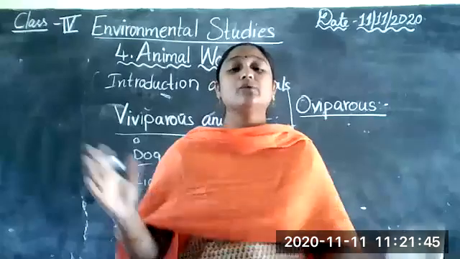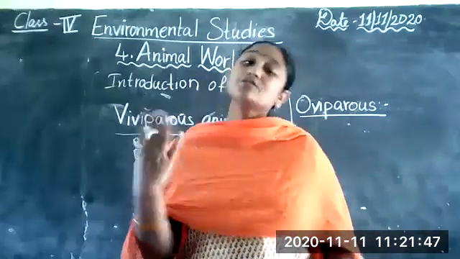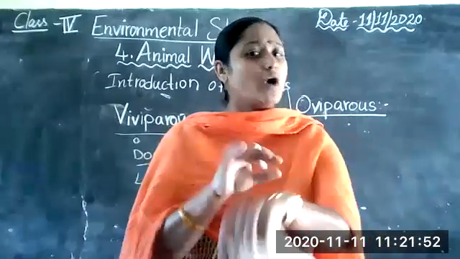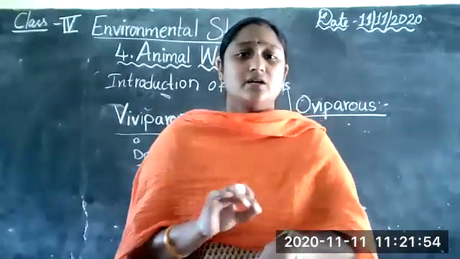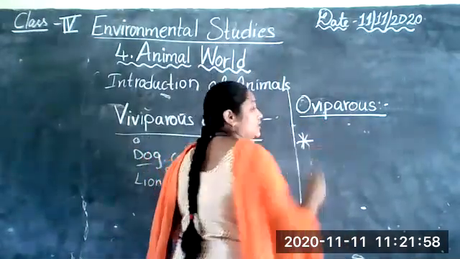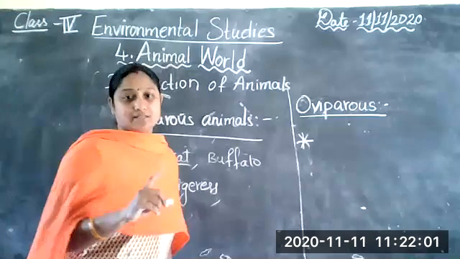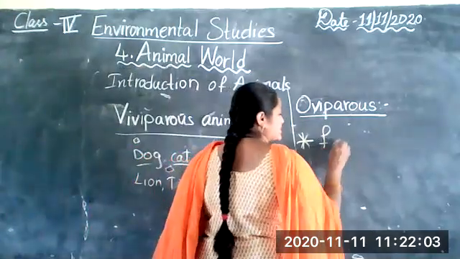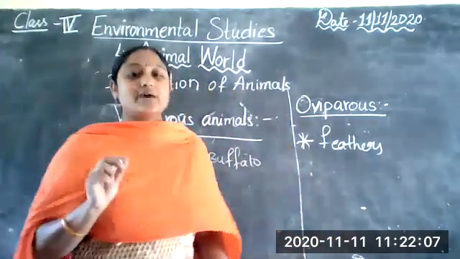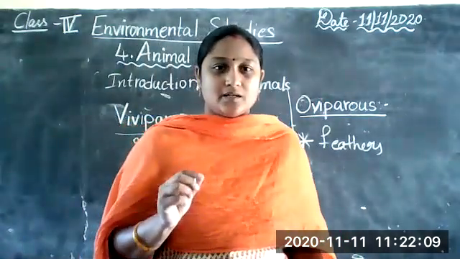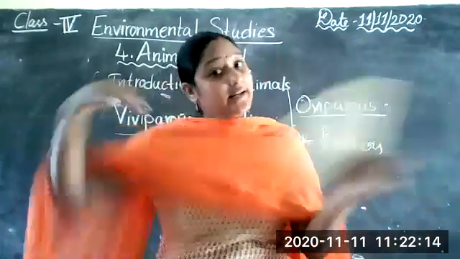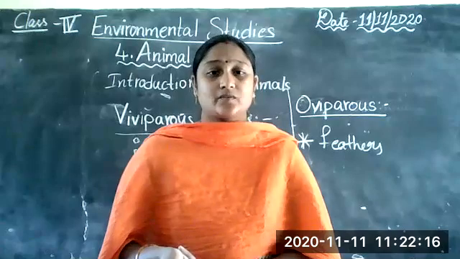Your surroundings also have many hens. So once you observe that, first they lay eggs. Birds all do not have hair on the skin. Birds have feathers. You know very well. You already learned in a previous class, third class. So birds have feathers. And for example, you see the snake. A snake also lays eggs, not directly giving birth to young ones.